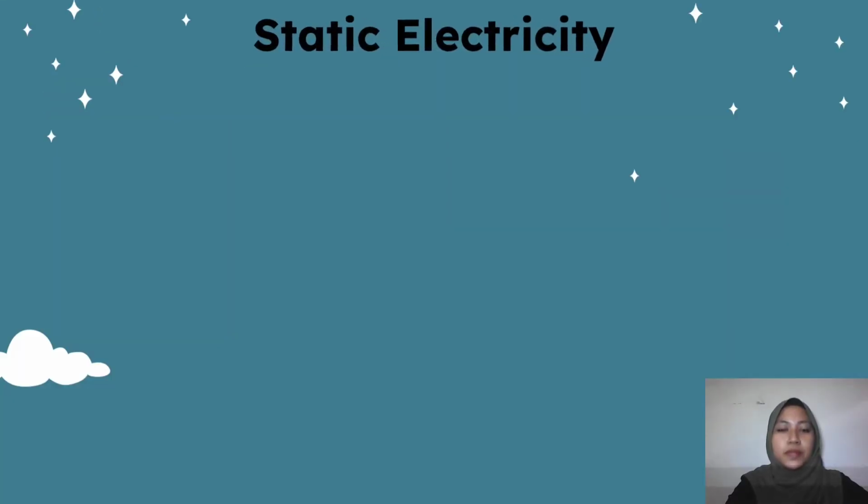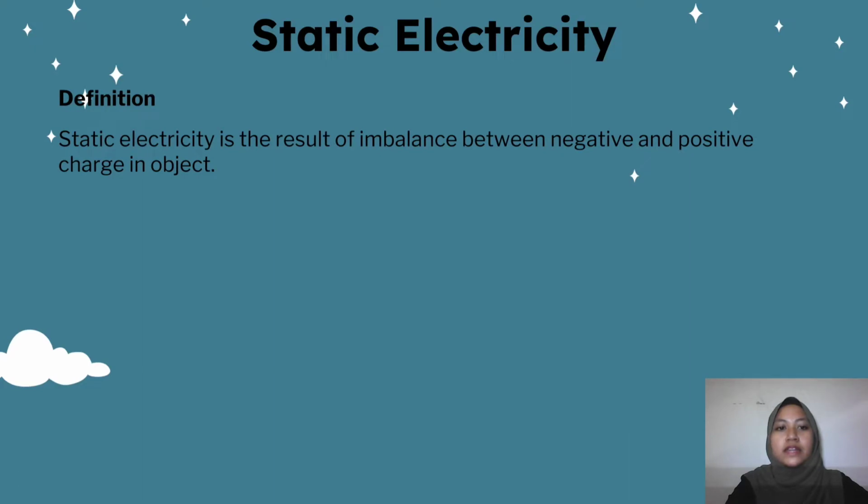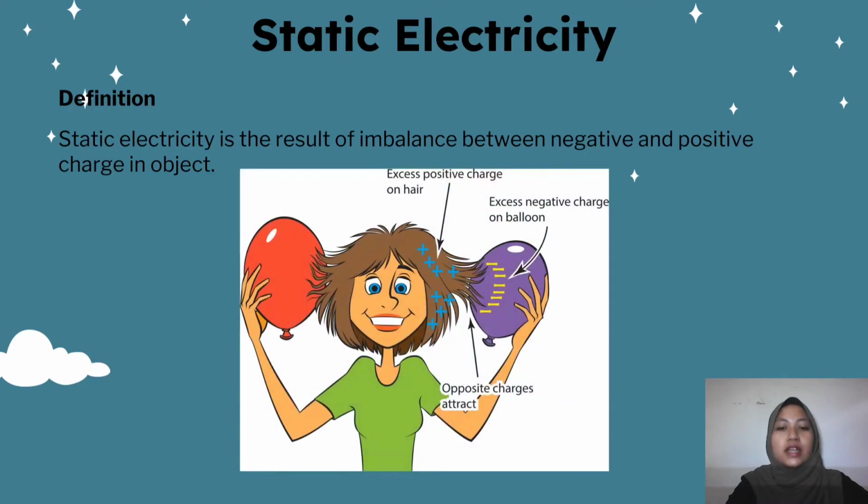So the first subtopic is static electricity. The definition of static electricity is the result of imbalance between negative and positive charge in object. For example, when you're rubbing your hair to the balloon, the positive charge on hair and the negative charge on balloon will attract to each other that cause the hair to static.